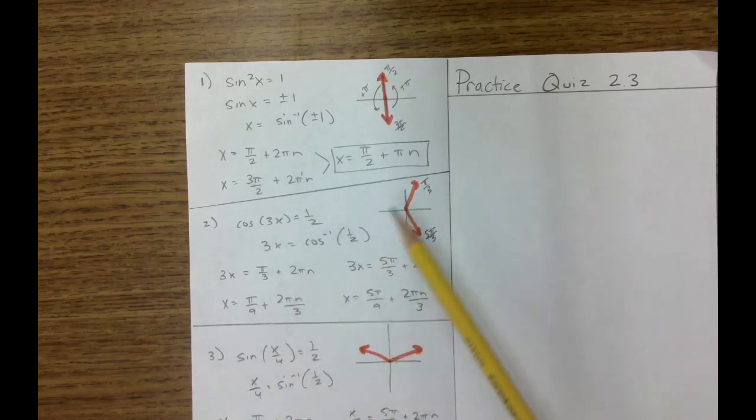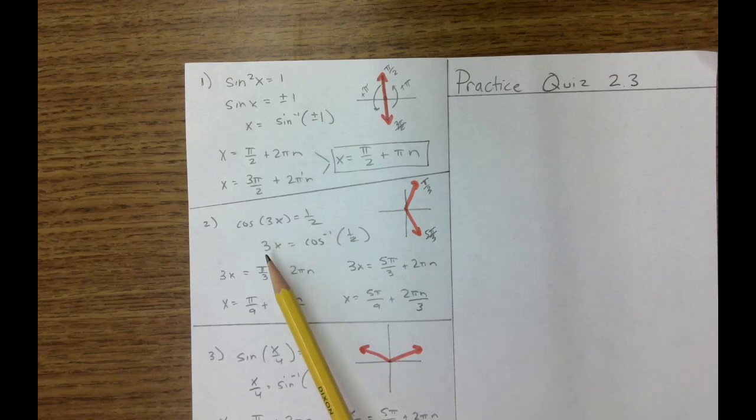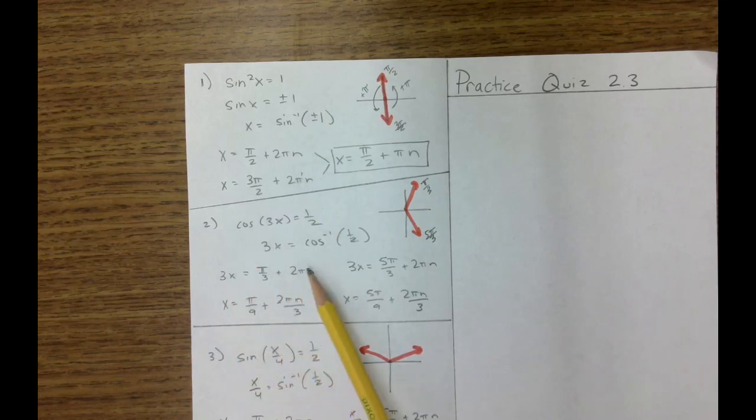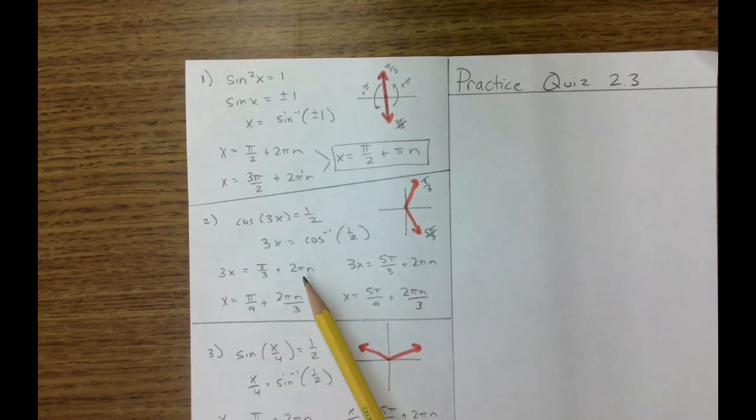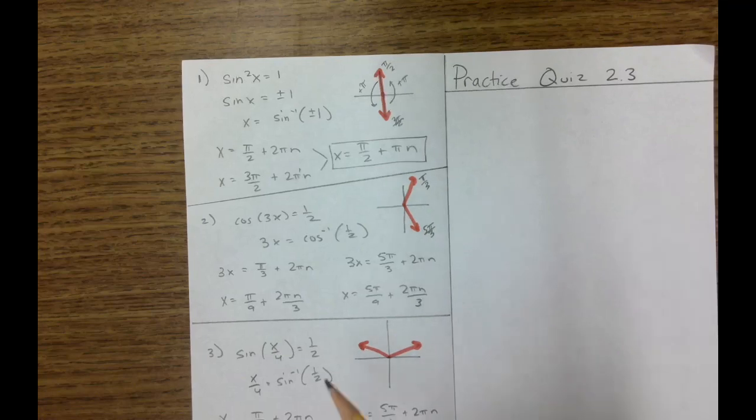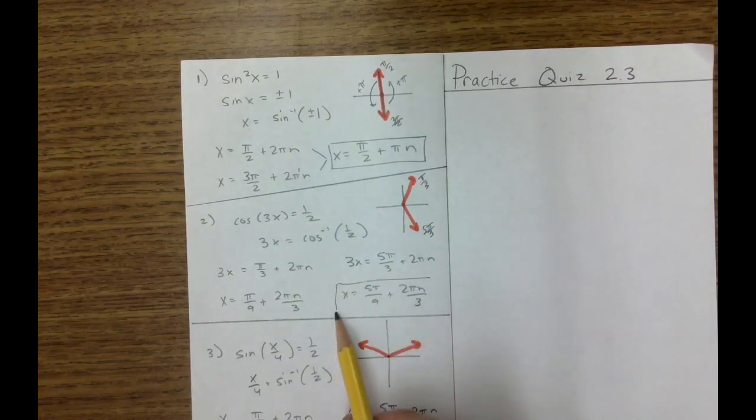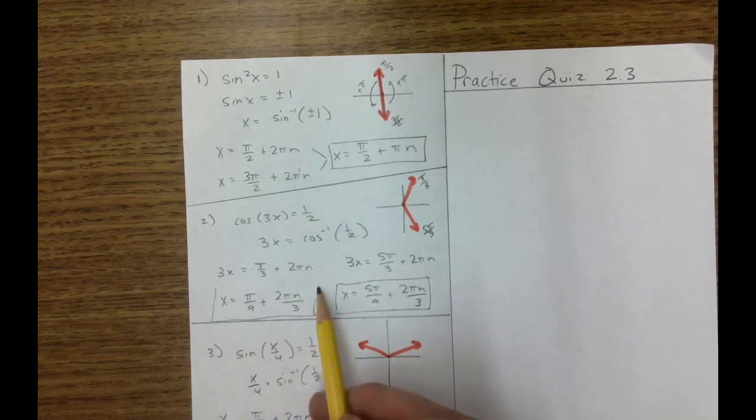Well, now the thing about this is I didn't solve for x, I solved for 3x. So now I need to divide everything by 3. This divided by 3 is pi over 9. This divided by 3 is 2 pi n over 3. And the same thing over here. I need to divide by 3 because I solved for 3x.